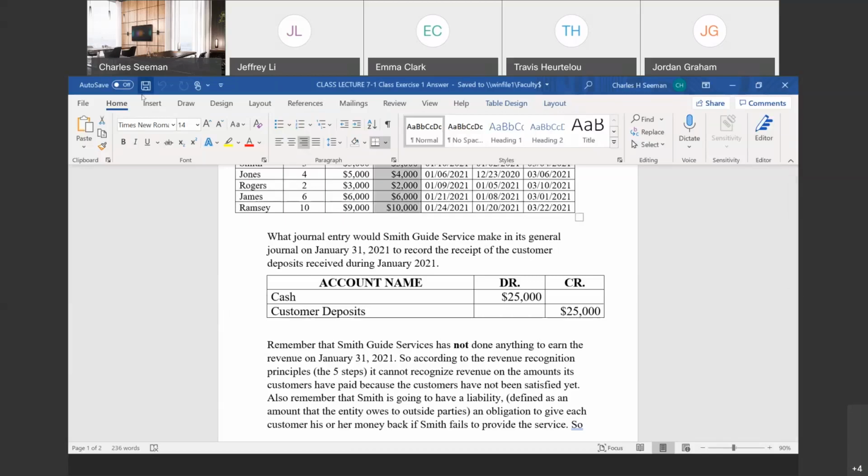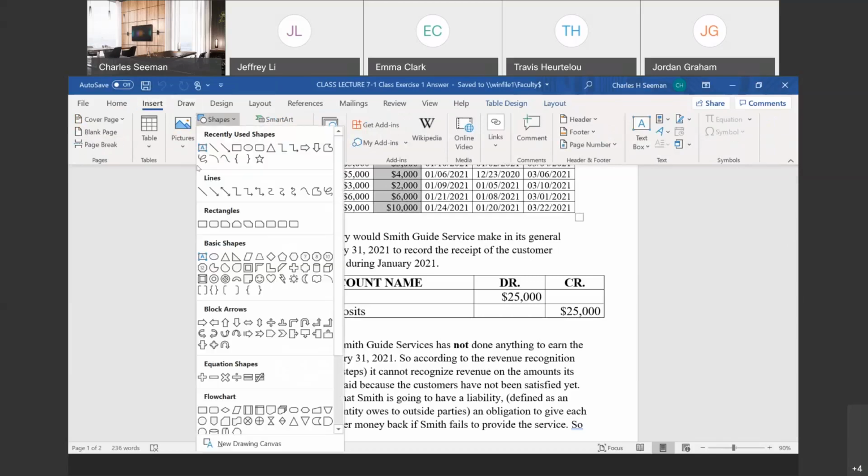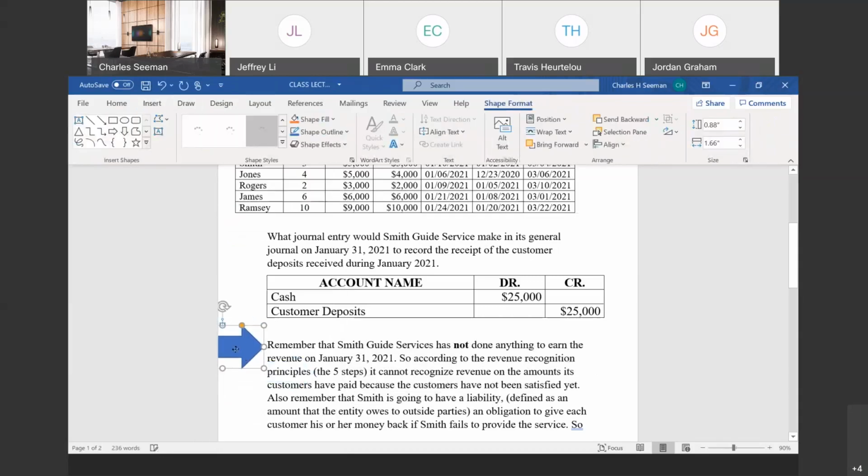And again, we're creating a liability because if I don't satisfy the order, I don't satisfy my customer, I got to pay them their money back. Remember that the Smith Guide Service has not done anything to earn the revenue on January 31st. All it did was collect the money. So according to the revenue recognition principle, the 5 steps, it cannot recognize revenue on the amount its customer paid because the customer has not been satisfied yet.